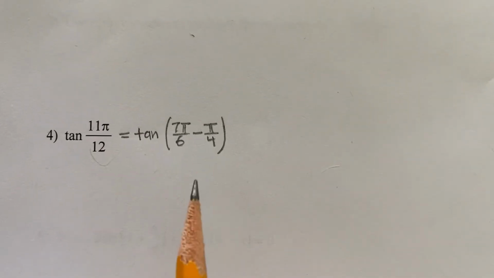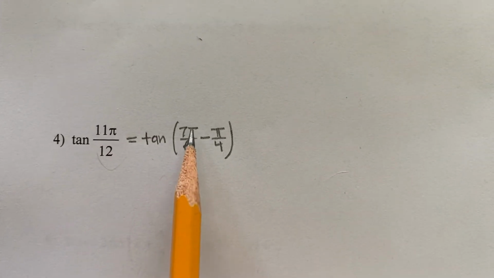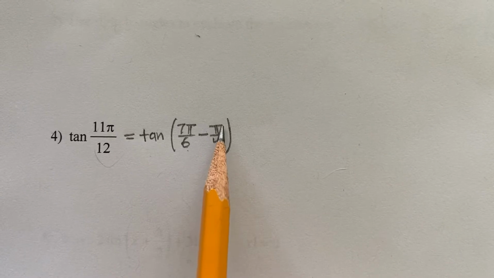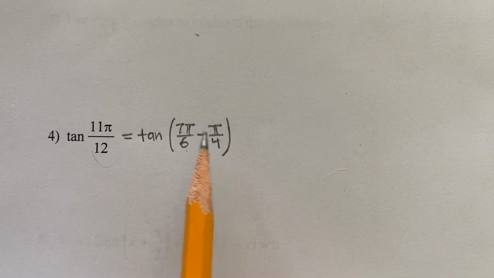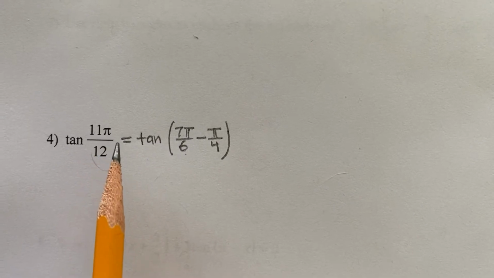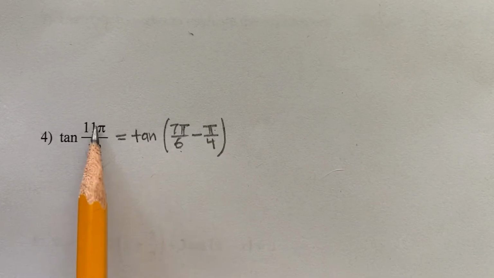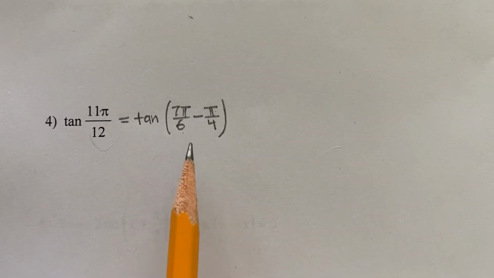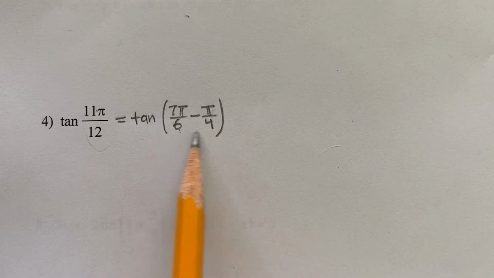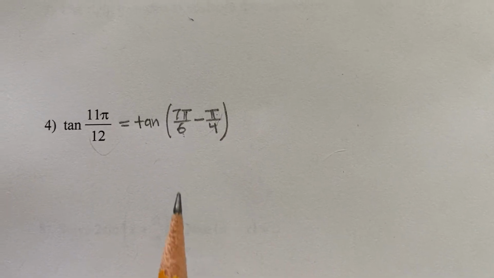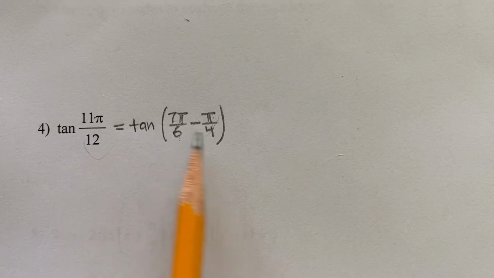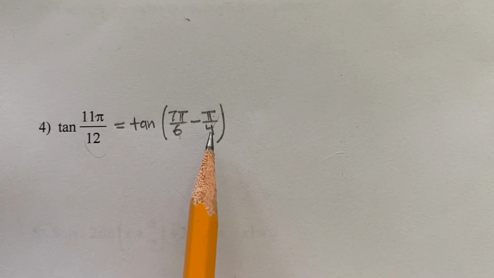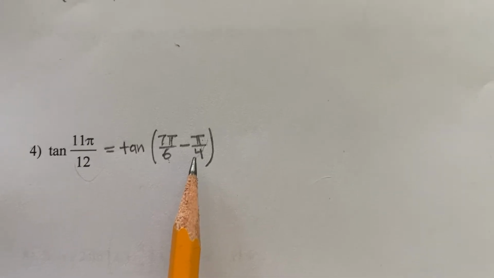Right, let's double check. This would be 14 pi over 12 minus 3 pi over 12. 14 minus 3 will give you 11 pi over 12. So it might take you a little bit of time to play around with the radian values such that you get this argument. But once you have it, then you could use a tangent difference formula.